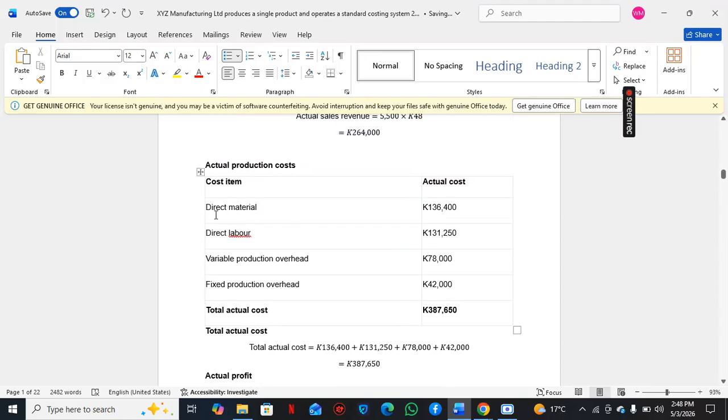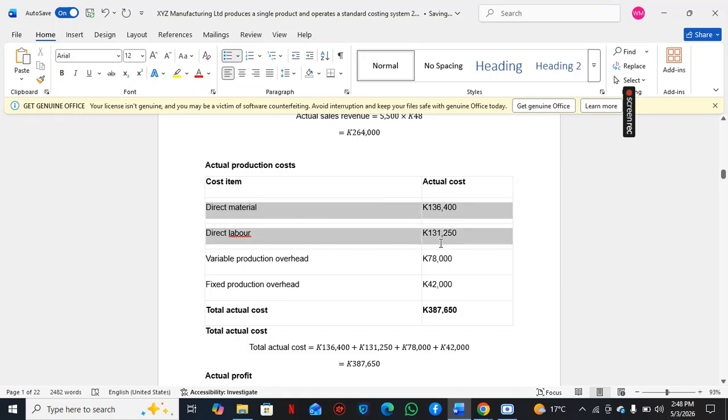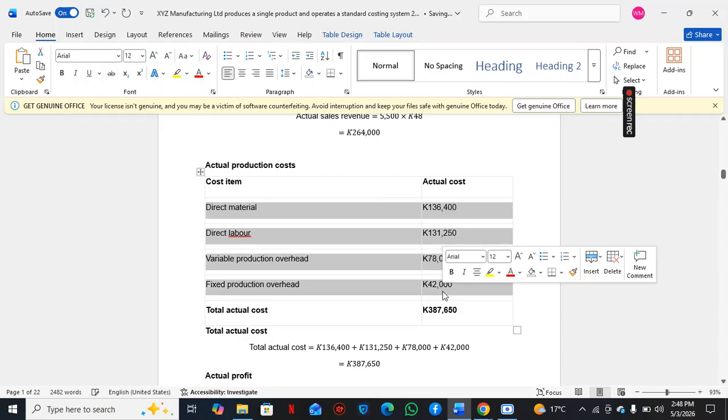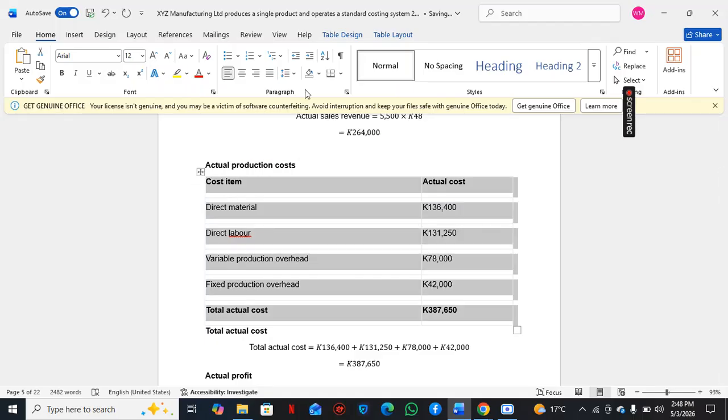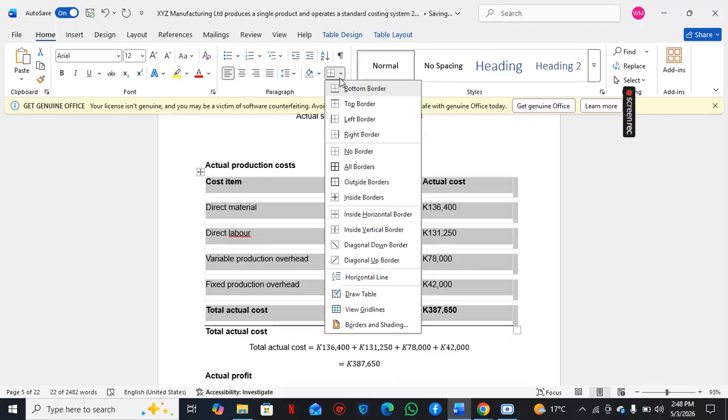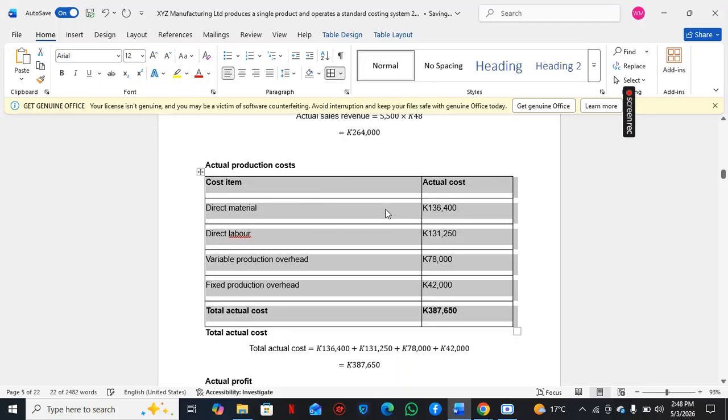So here, direct material cost 136,400, direct labor cost 131,250, variable production overhead 78,000, fixed production overhead 42,000. You add these and get your total cost of 387,650.